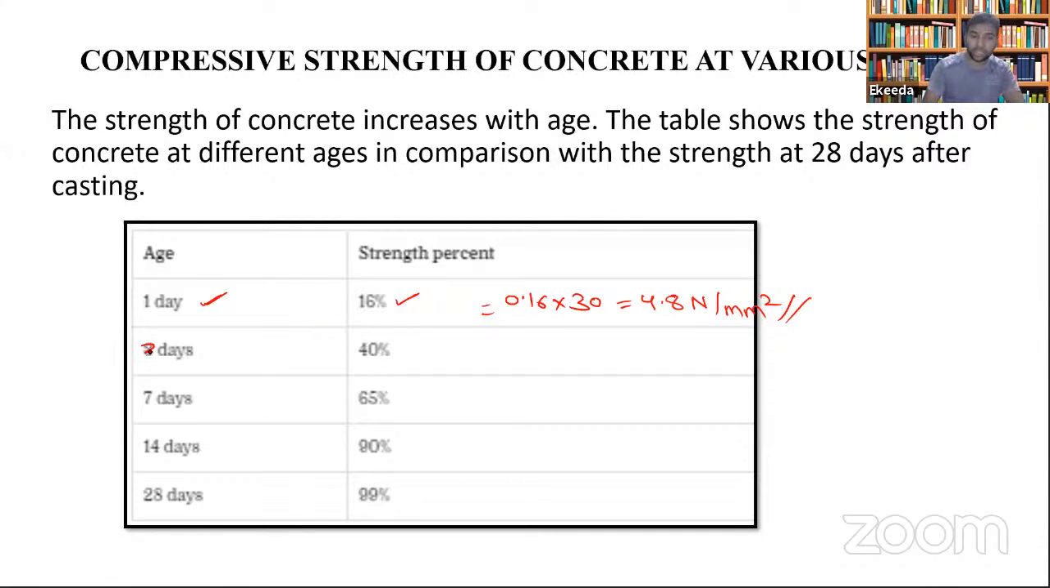Now in 3 days the concrete will attain 40% of the ultimate strength. Okay, similarly in 7 days 65% of the ultimate strength, in 14 days 90% of the ultimate strength. That's why we are performing the test in 7 days, 14 days as well as in 28 days, because in 28 days 99% of the ultimate strength is already developed in that concrete. That's why we are always performing the test for 28 days of cured concrete.